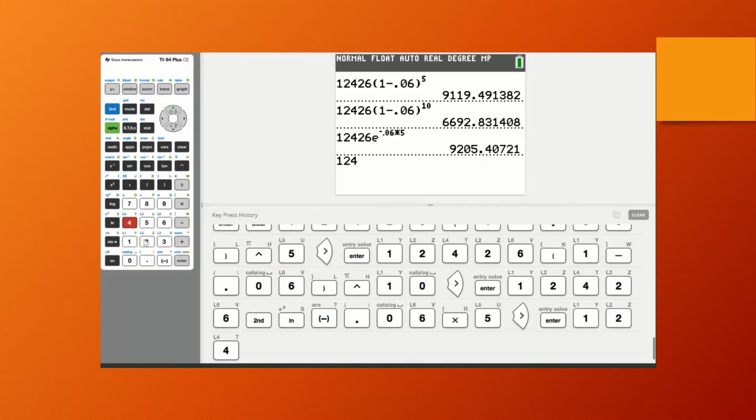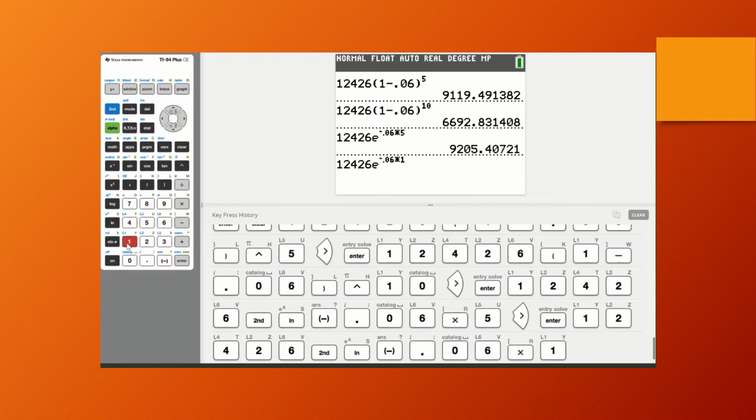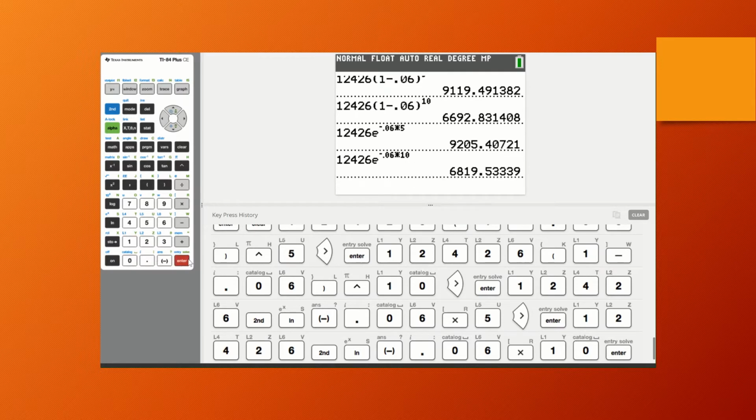And what about if we took that out 10 years? 12,426 again, natural base, raised to the same negative 0.06 rate of decay, but this time times 10 for 10 years. And so in 10 years, we would predict that this would be 6,820.